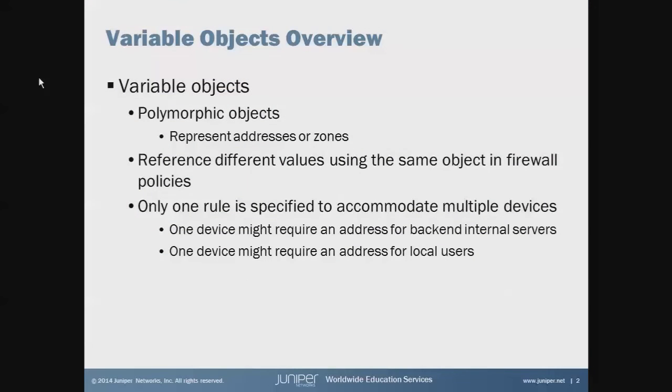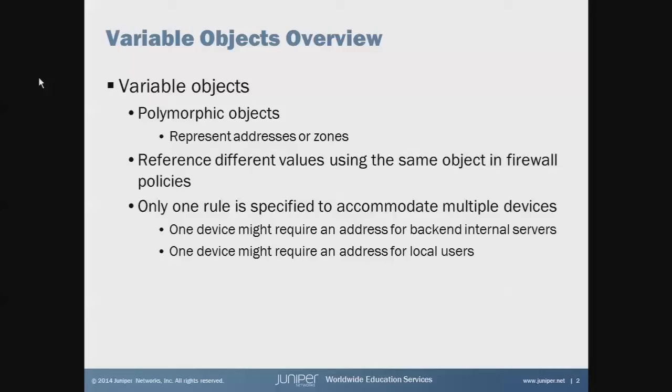Okay, so to begin, let's talk about what variable objects actually are. Well, first, they are polymorphic objects, and these objects represent addresses or zones. That might seem a little confusing. So to go into a little more detail, these polymorphic objects or variable objects allow you to reference different values using the same object in firewall policies. So what does that mean? Well, this next sub-bullet helps clarify that a little more.